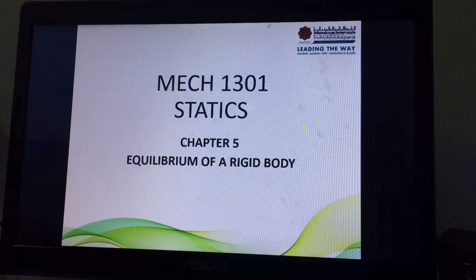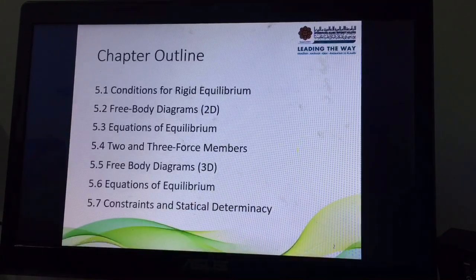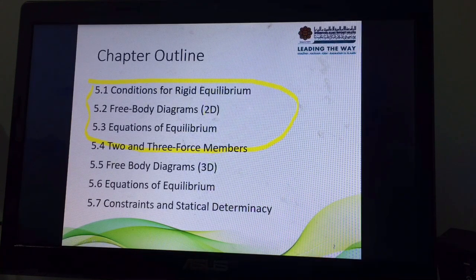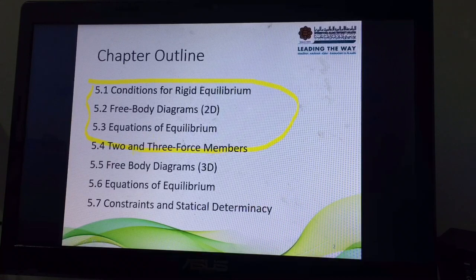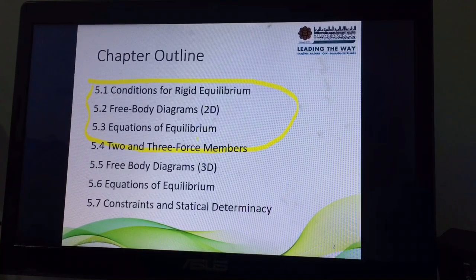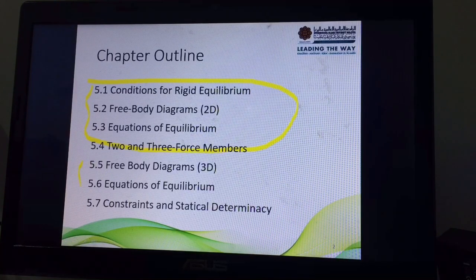So here we're going to learn about chapter 5. We'll continue learning chapter 5, equilibrium of a rigid body. In the past, we have studied the conditions for rigid equilibrium, free body diagrams 2D, just a recap, equations of equilibrium, and two and three force members. So I'm going to repeat this again in this recording, and then we'll go to the 3D, right?